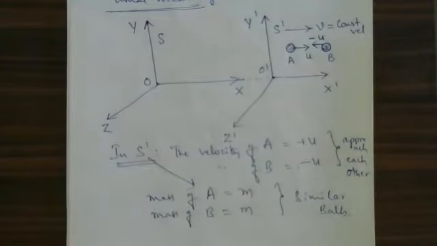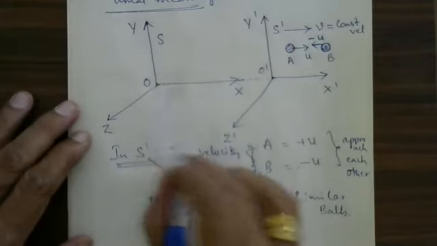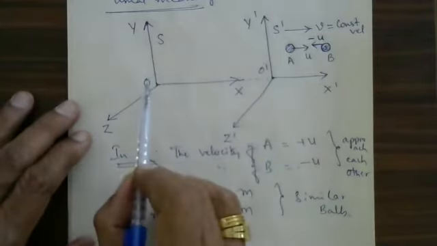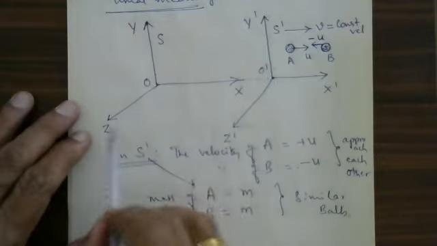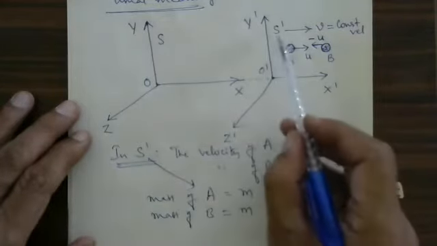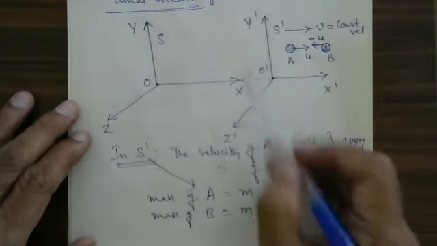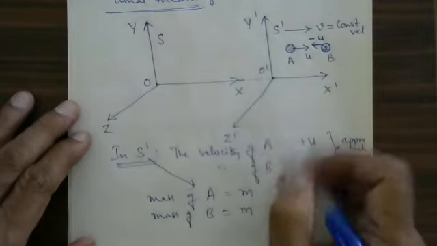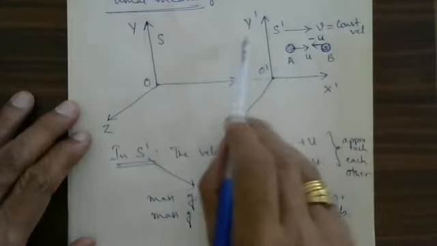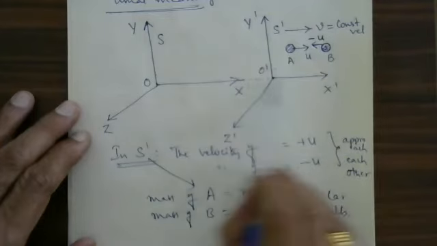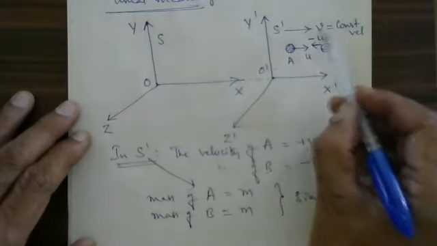Is it clear? I have chosen two frames of reference. S is one frame having the coordinates O, X, Y, Z. Another frame S dash having coordinates O dash, X dash, Y dash, Z dash, where S dash is a frame which is moving along the positive x-axis with a constant velocity v.